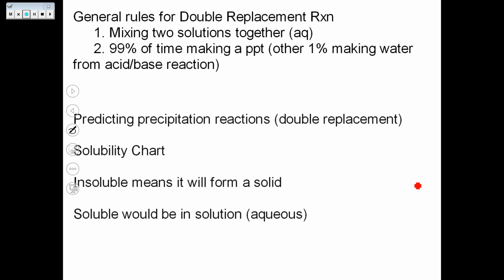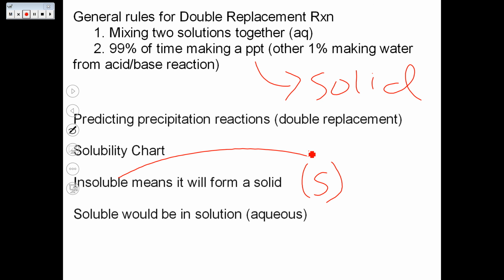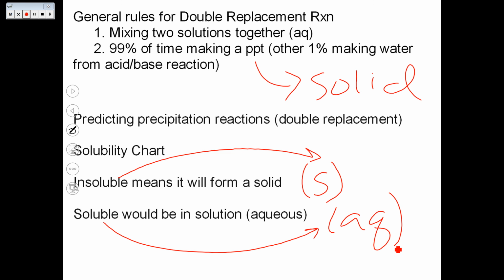The general rule for double replacement reactions is that you mix two solutions together. 99% of the time, they're going to make a precipitate. A precipitate is a solid that forms from two liquids. The other 1%, you will make an acid-base solution. So you have to predict what product is going to make a precipitate by using the solubility chart. On the solubility chart, if something says insoluble, it means it will form a solid. So insoluble means solid. If it says soluble, it means that it will form an aqueous solution, which is not a precipitate.